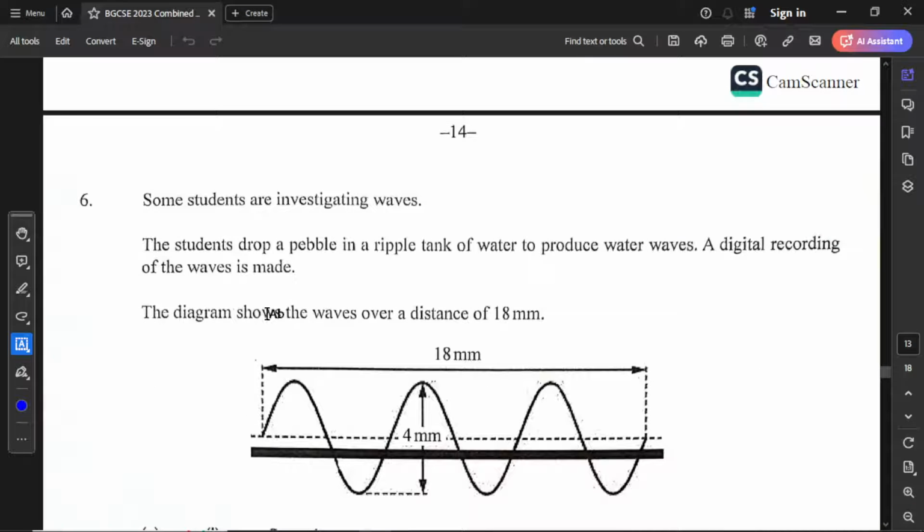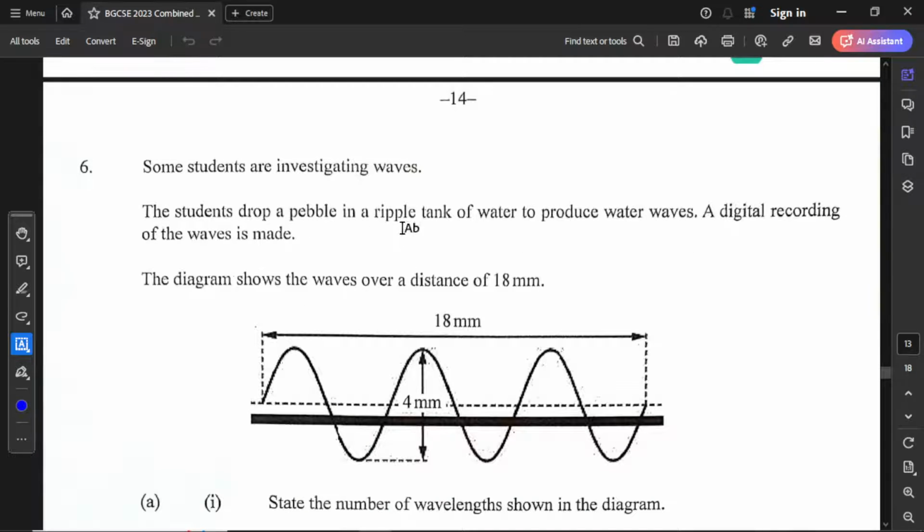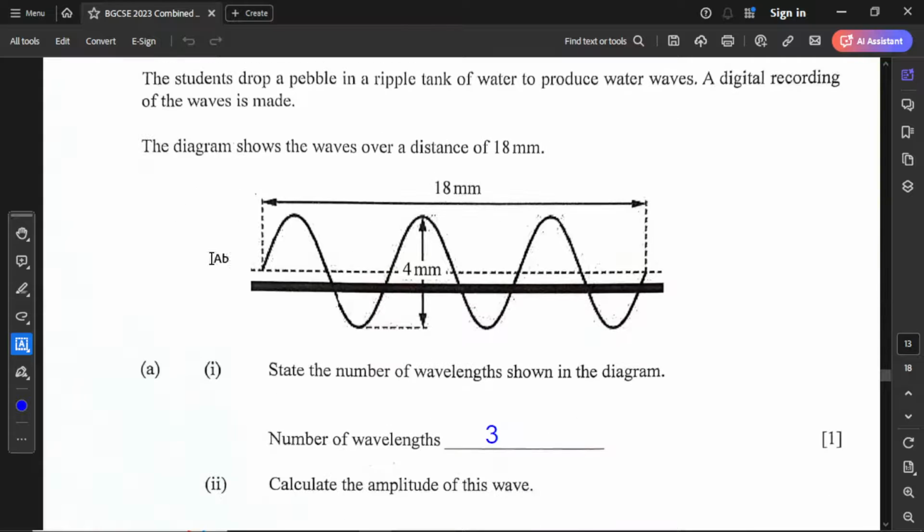Question number 6 is that some students are investigating waves. It said a student dropped a pebble in a ripple tank of water to produce water waves. A digital recording of the waves is made, and it said the diagram shows the waves over a distance of 18 millimeters. All right, so from start to finish, that's 18 millimeters right there. And notice that the height of a crest right here is 4 millimeters. And just a point to note, if the crest is 4 millimeters high, then the trough is also 4 millimeters in depth as well.